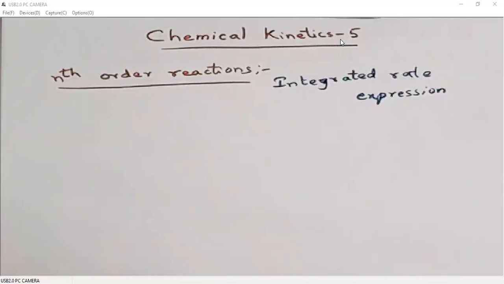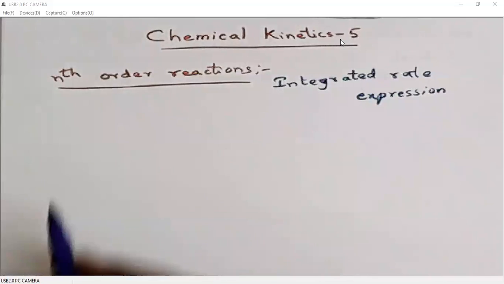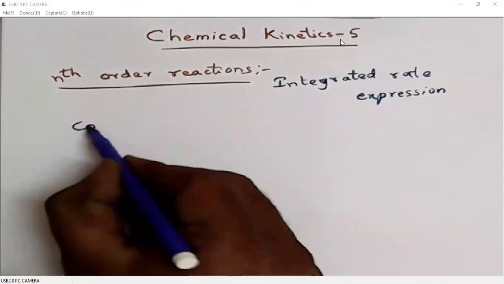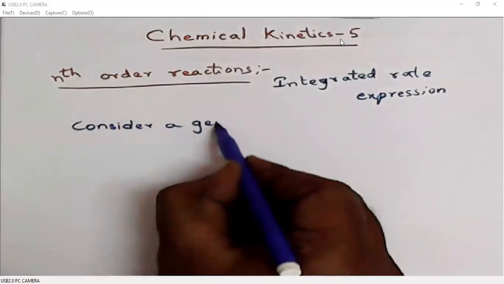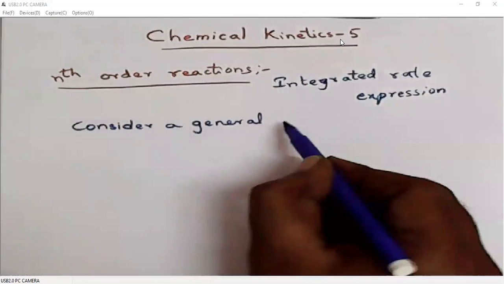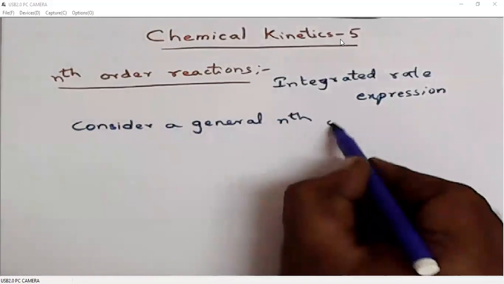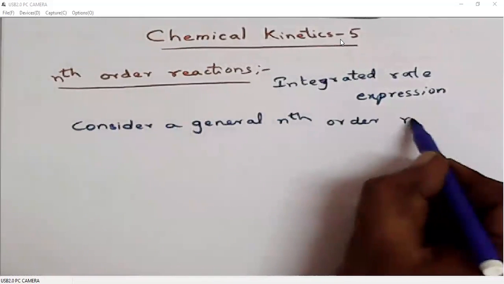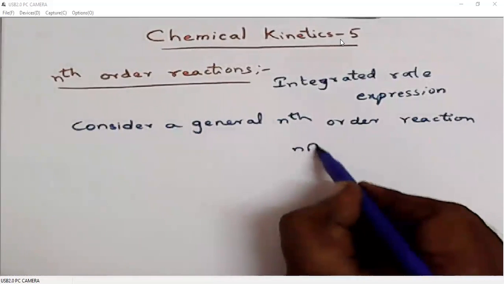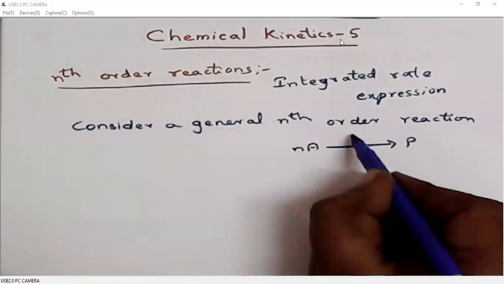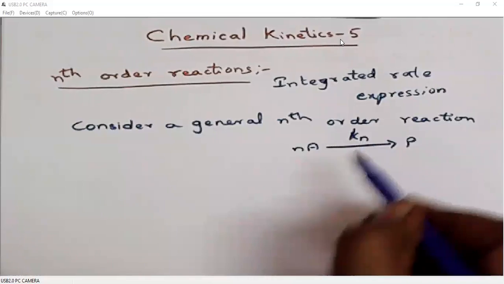That means all n species are same. So in that case, consider a general nth order reaction, like nA gives rise to P. Here the rate constant is Kn.